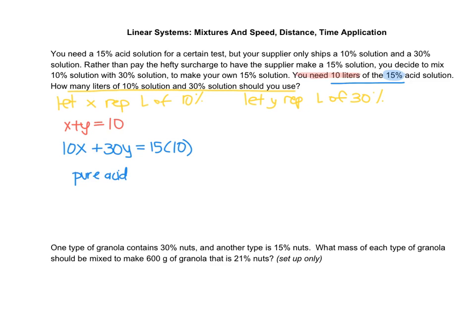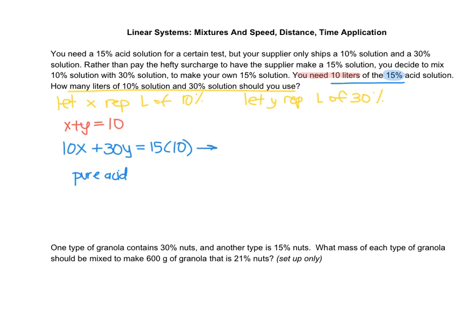of 10. Notice here, you're taking a percent of a volume. So when you set it equal to something, it can't just be equal to 10. It has to be equal to a percent of a volume. So then I can clean up the 15 times 10, and then I can do substitution or elimination. And I'm just going to do elimination.